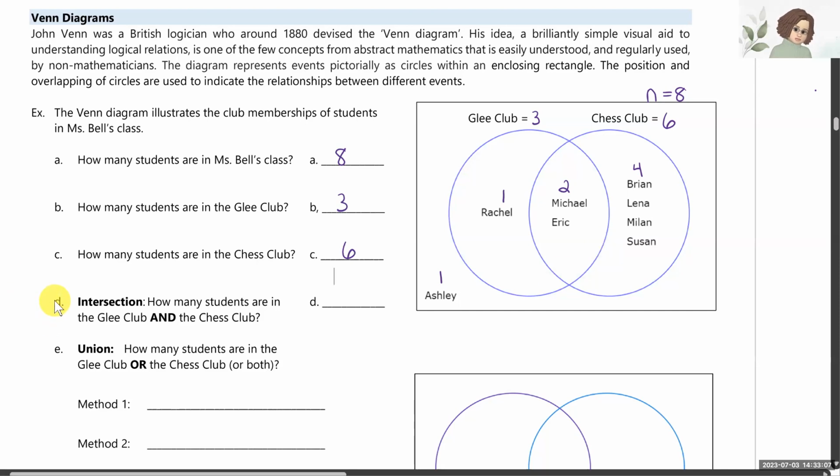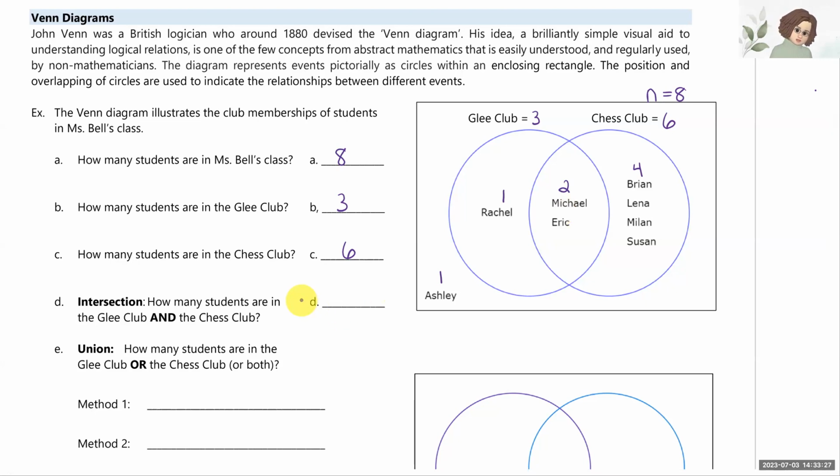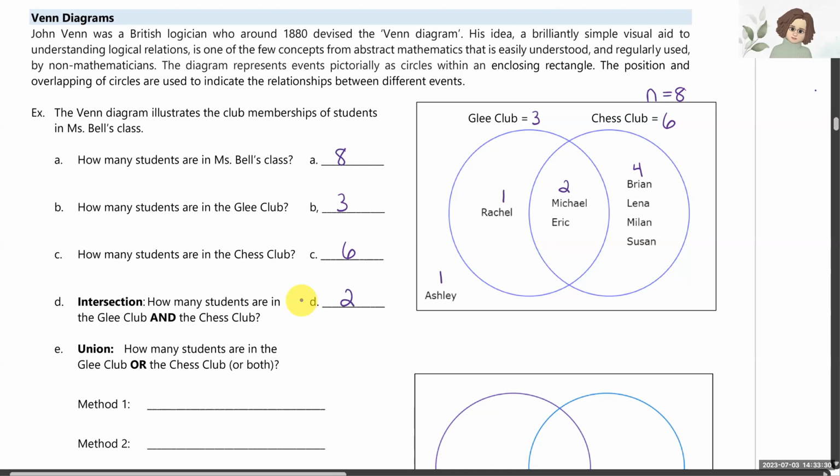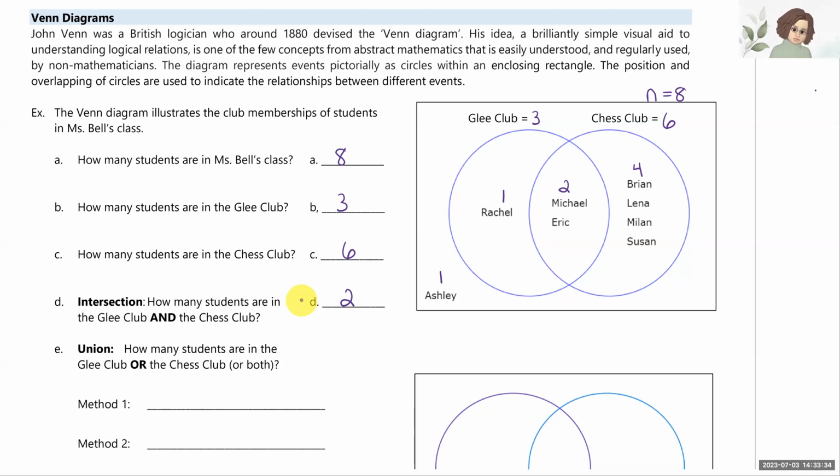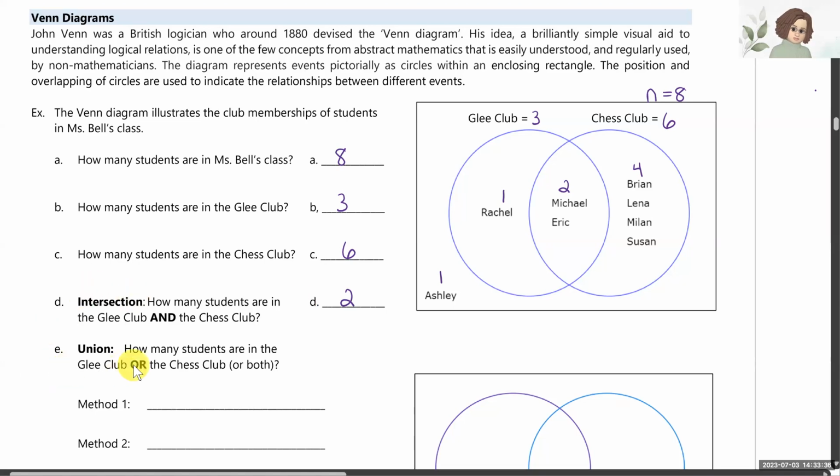All right, and then we get to intersections. So how many students are in the Glee Club and the chess club? So remember, and means outcomes common to both sets. So that would be Michael and Eric. They're part of both clubs. So 2 students are part of both. So that's your and.